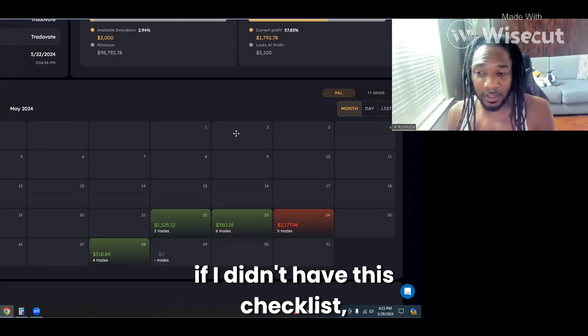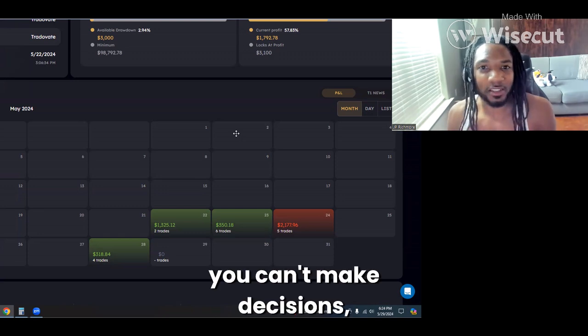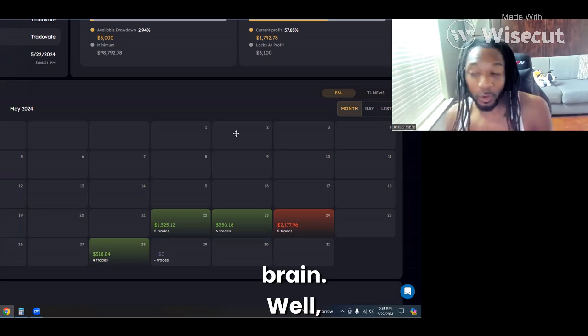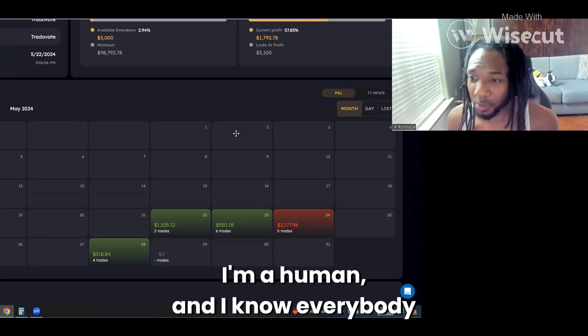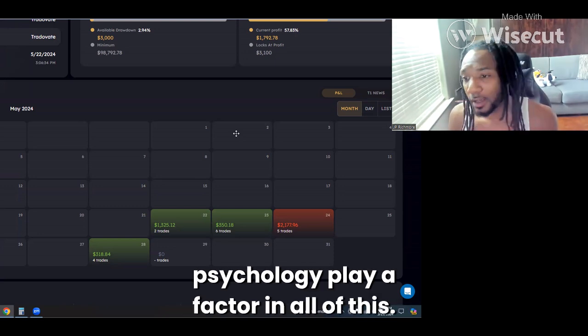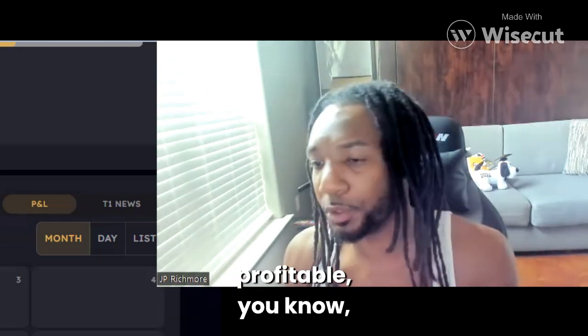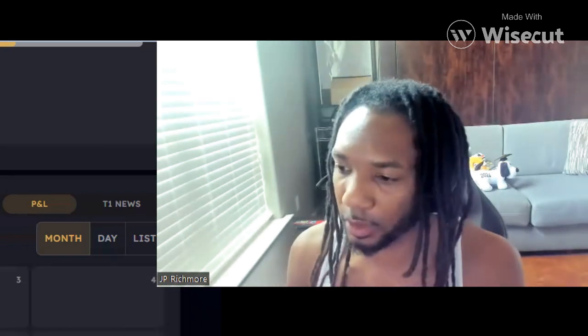If I didn't have this checklist, I most likely would have made decisions on the spot, and you can't do that because your brain will fool you, at least my brain will fool me. I'm a human and I know everybody else is human, so psychology plays a factor in all of this. I was really systematic about it, and I think that's what you need in order to be profitable, especially in 2024.